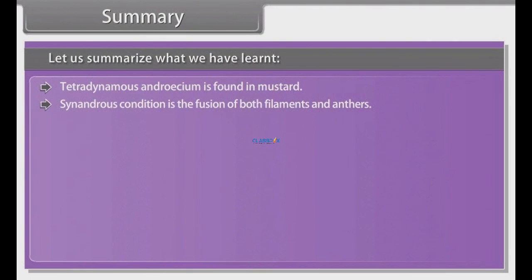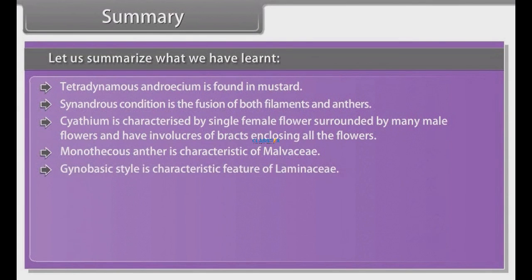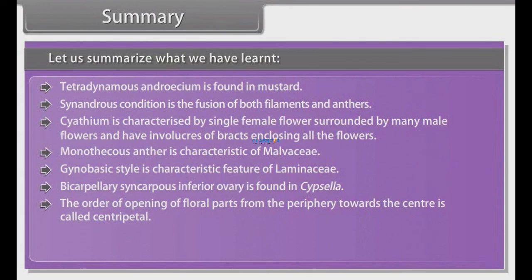Synandrous condition is the fusion of both filaments and anthers. Cyathium is characterized by a single female flower surrounded by many male flowers, and has an involucre of bracts enclosing all flowers. Monothecous anther is characteristic of Malvaceae. Gynobasic style is characteristic feature of Labiatae. Bicarpellary syncarpous inferior ovary is found in cypsela. The order of opening of floral parts from the periphery towards the center is called centripetal. Glumes represent bracts. Smallest flower is Wolffia.